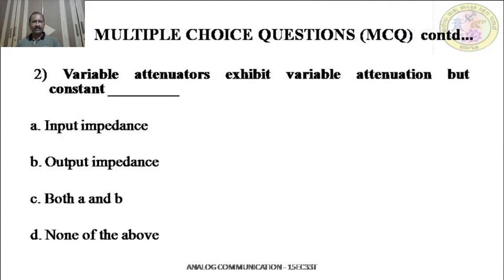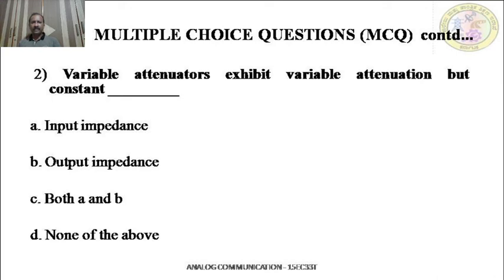Second one: a variable attenuator exhibits variable attenuation but constant. Options are A, input impedance; B, output impedance; C, both A and B; D, none of the above.